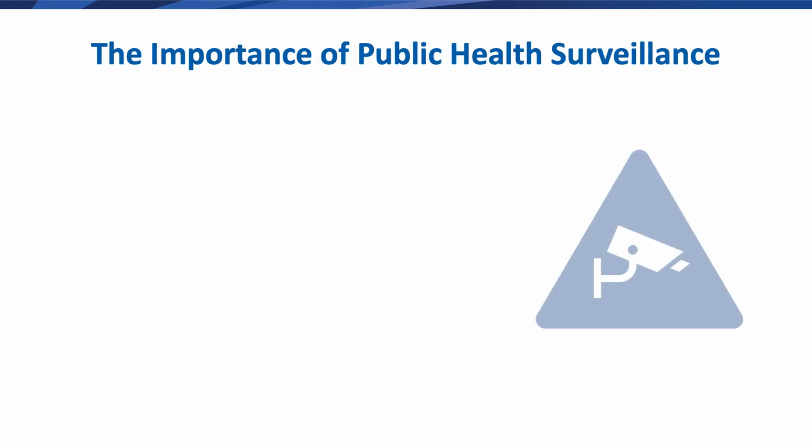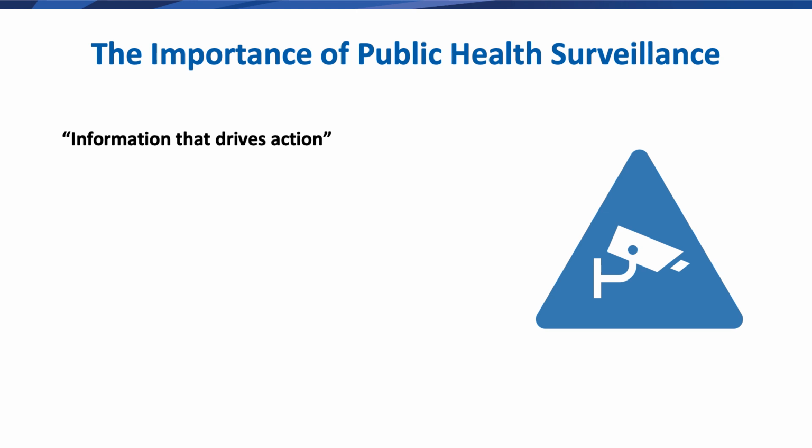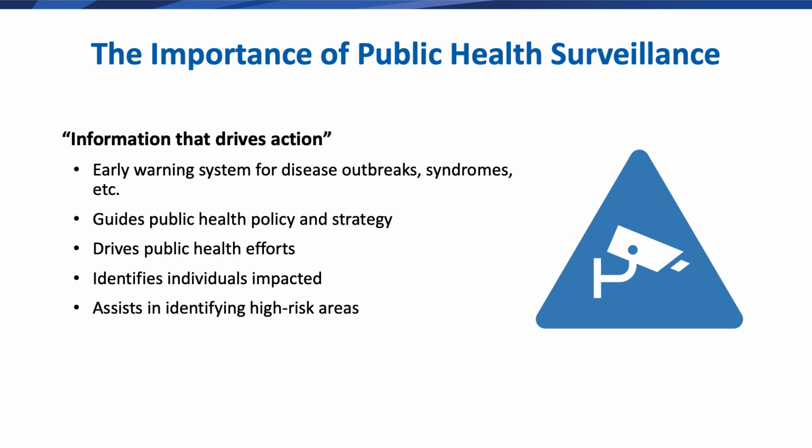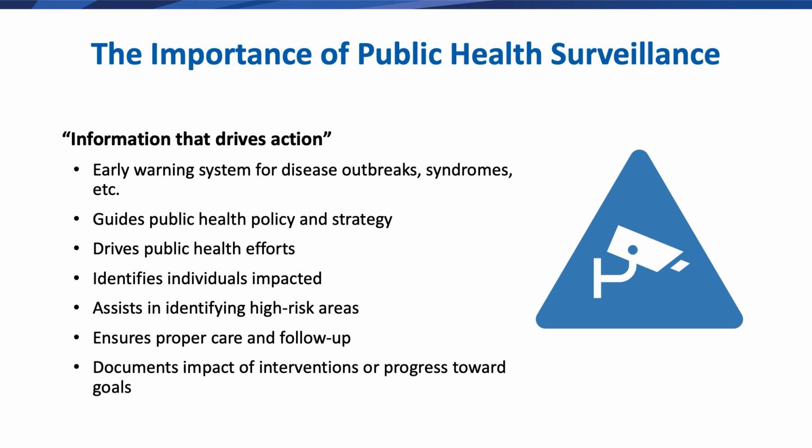So, why is public health surveillance important? It is information that drives action. It can be used as an early warning system for disease outbreaks or syndromes, helps to guide public health policy and strategy, and drives public health efforts. It also identifies specific individuals impacted and can be beneficial in identifying high-risk areas and ensuring proper care and follow-up, and documents the impact of interventions and progress towards program goals.